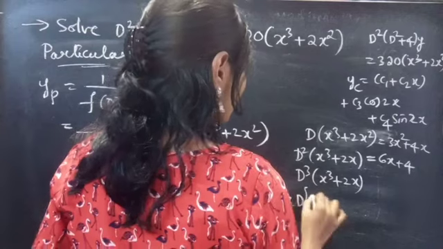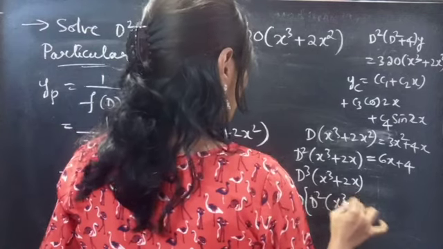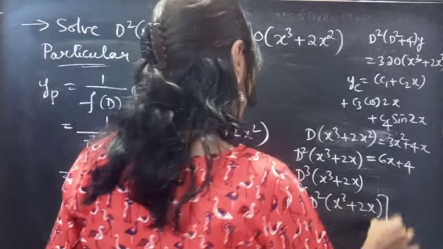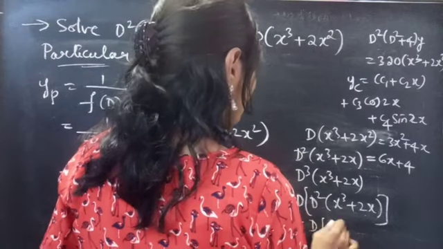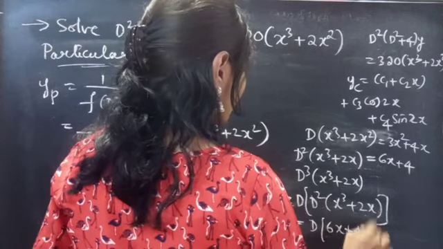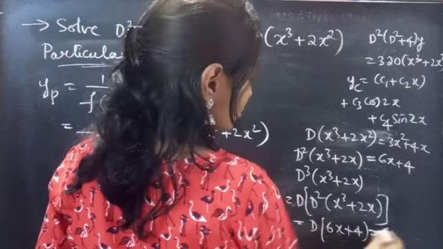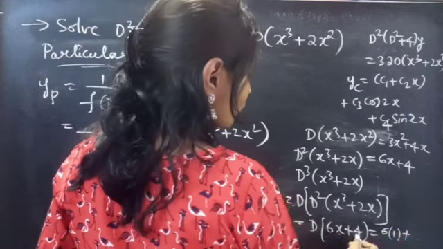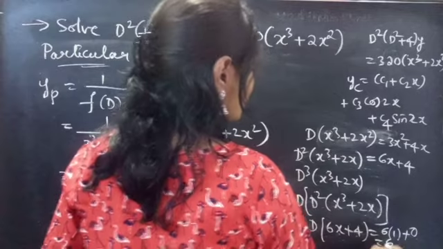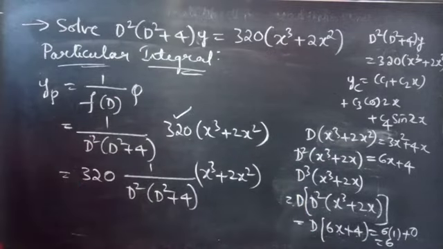The derivative of d square of q, we have the value of d square of q, which is 6x plus 4. Derivative of 6x is 6 into derivative of x, which is 1, plus derivative of a constant, which is 0. So it is 6 into 1, which is 6. Right?